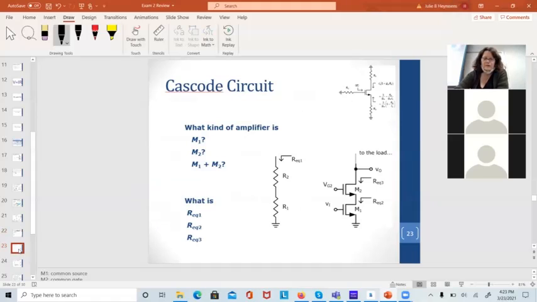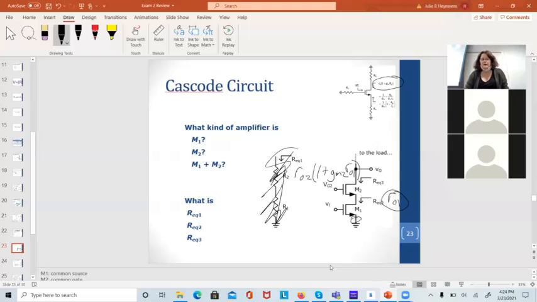Figuring out these resistances. I don't think of them like this. They're not in series. If I have REQ2, this is looking into the drain of M1. There's no resistance at the source. So this is just going to be RO1. So looking in the drain of M2, what I see is RO2 times 1 plus gm2 times whatever resistance I see on the source, which is REQ2, which is RO1.